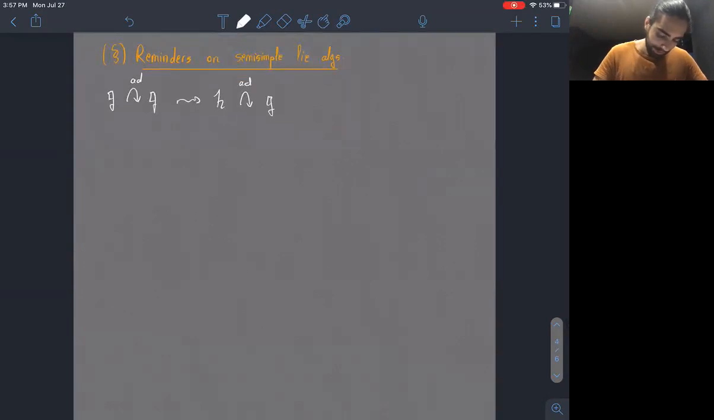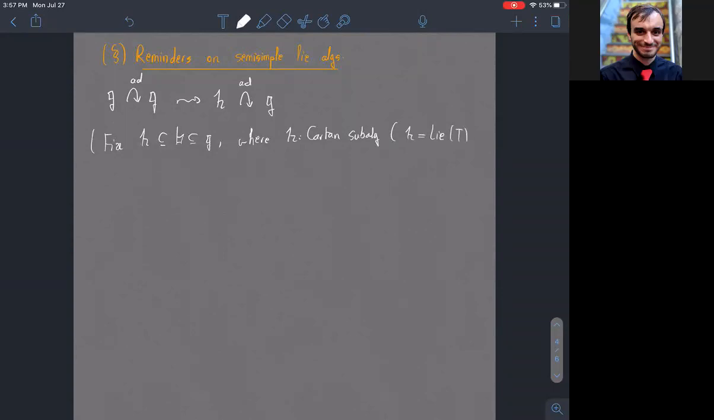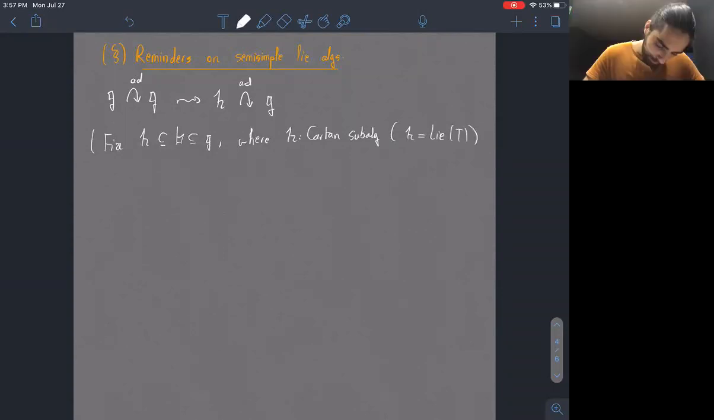So let's remind ourselves first that we always fix a triple H contained in B contained in G, where H is a Cartan subalgebra, which you should just think of as the Lie algebra associated to a choice of maximal torus in the associated algebraic group, and B a Borel subalgebra, which is maximal solvable.